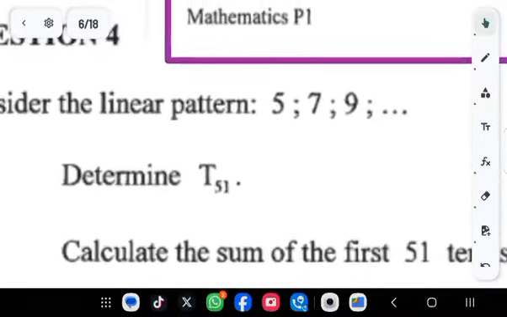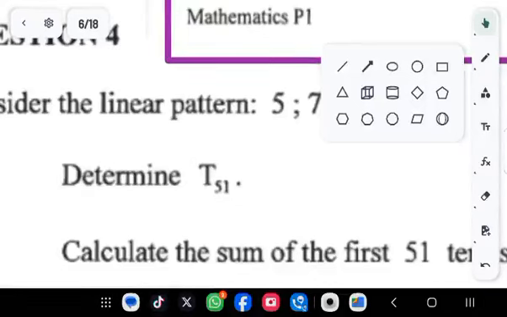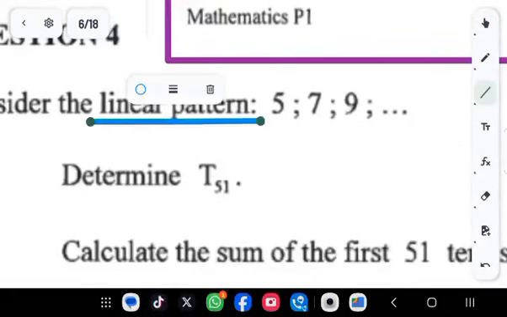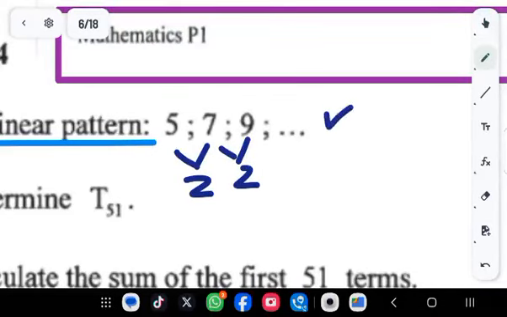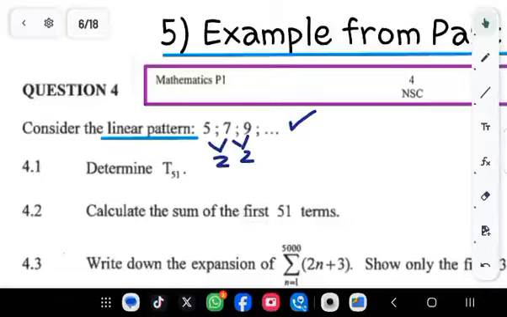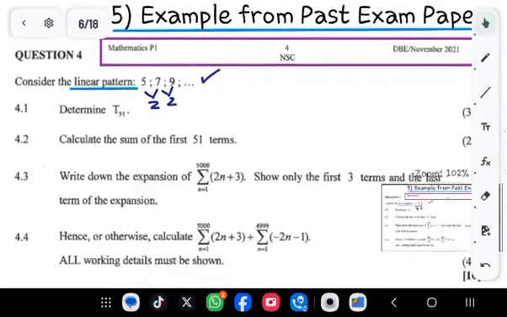We are told this is a linear pattern, so we don't have to guess. However, if you want to check for yourself, you can check if it truly is a linear pattern by finding the difference between any two consecutive terms. 7 minus 5 gives us 2, and 9 minus 7 gives us 2 also. Yes, therefore it is a linear pattern. We've proven that. Now let's find the 51st term.